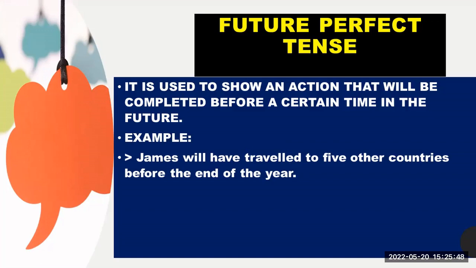Of course, the perfect tenses can also be called the compound tenses because we always combine a helping verb with a past participle of a verb, all right? So James will have traveled to other countries before the end of the year.